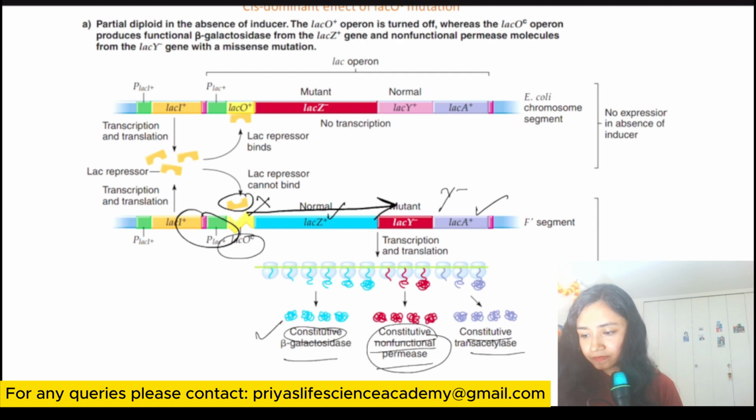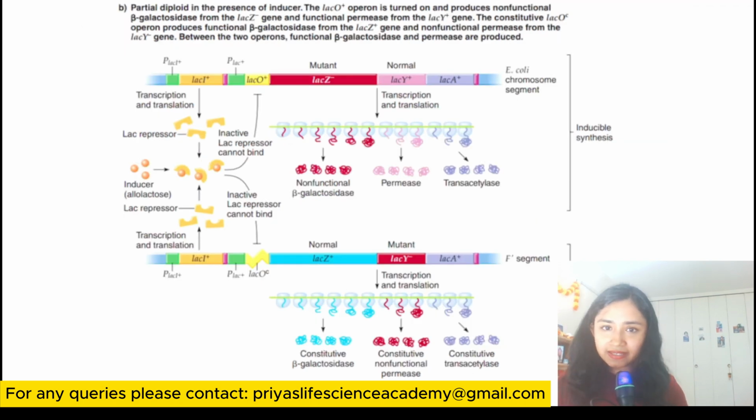Now this is the example when inducer is present. I have already told you, when inducer is present, you can see the allolactose is present. The allolactose can bind with the repressor. Now the repressors are inactive. The inactive repressors can't bind with the operator region. Then transcription is on. Beta galactosidase, permease and transacetylase are made.